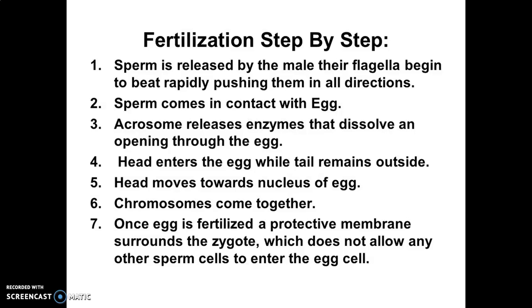First step, sperm is released by the male and they begin to beat rapidly, pushing themselves in all directions. Then sperm come in contact with the egg. Then third step, the acrosome releases enzymes that dissolve an opening through the egg. Then the head enters the egg while the tail remains outside. Then the sperm's head moves towards the nucleus of the egg. Then chromosomes come together. One egg is fertilized. A protective membrane surrounds the zygote, which does not allow any other sperm cells to enter the egg cell.